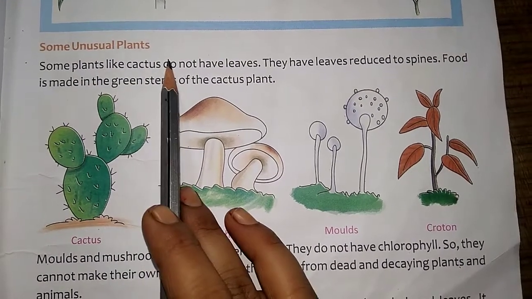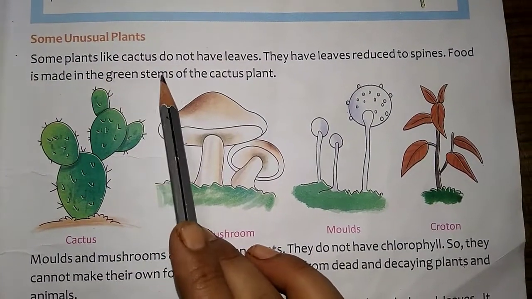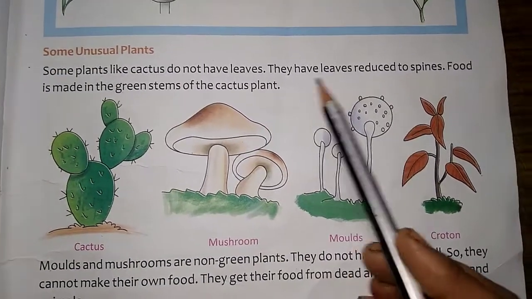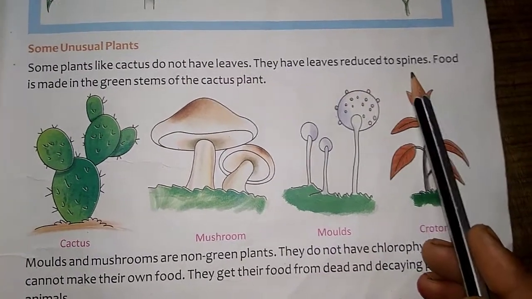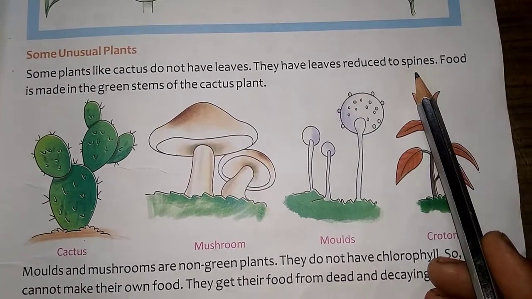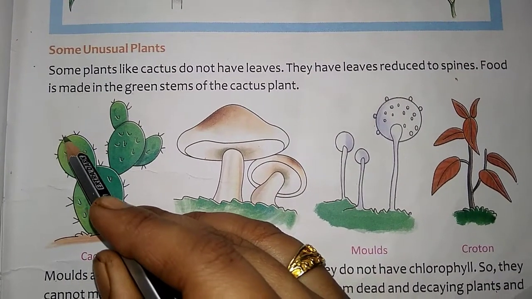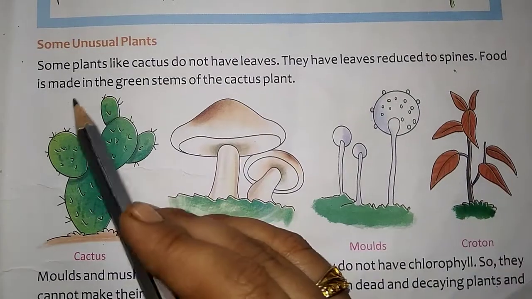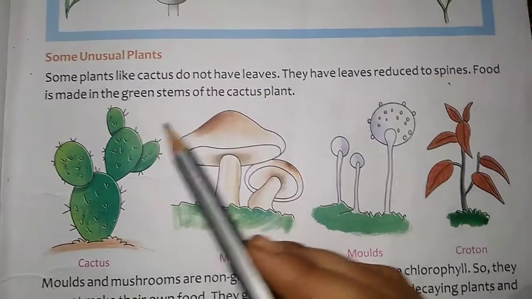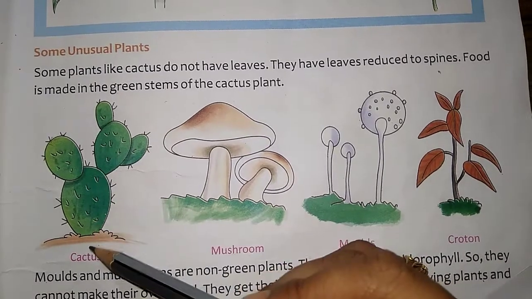Some unusual plants we can't use for this. Some plants like a cactus do not have leaves. They have leaves reduced to spines. Now spines means what, children? Long, sharp, pointed like a needle. Here you can see, this is known as a spine. Food is made in the green stems of the cactus plant. This is known as a stem only.